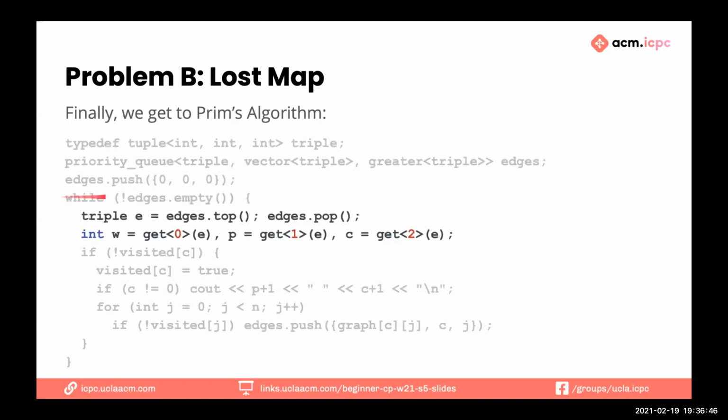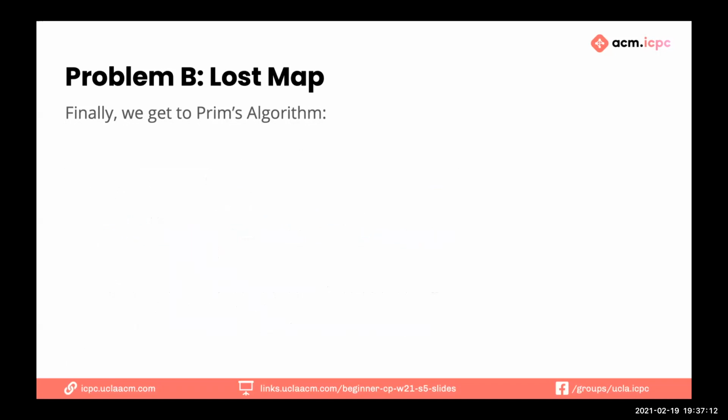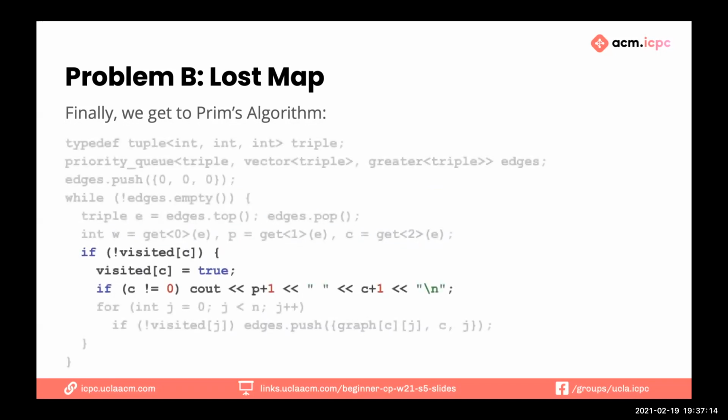But so while there's still edges to look at, we take out the top edge just like before. And now our edge actually contains three quantities rather than two. So we store each quantity in a separate variable just for convenience. The 0th quantity is the weight. The first quantity is the vertex we're coming from, or what we call the parent. And the third quantity is the current vertex that we're looking at, or what we call C, which stands for current. And while we haven't seen the current vertex, we mark it as true.